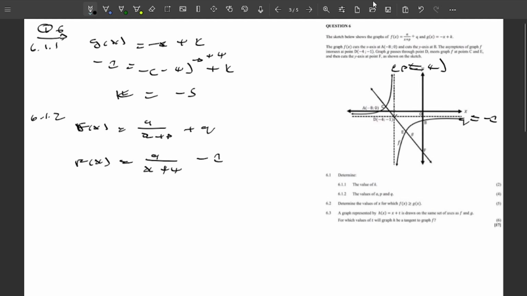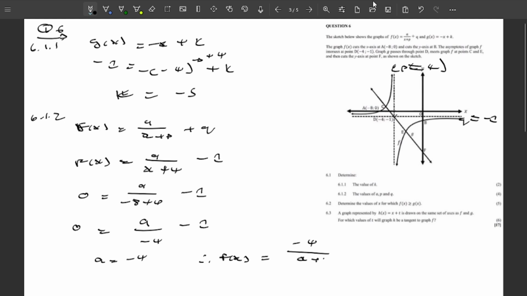Now for this one, how can we do it? How can I find the value of a? Now we have to find a point which this graph has. Now the graph has a point which they said is a. It cuts the x-axis at a. So we're going to use the value of a, of which we're going to say 0 equals a over minus 8 plus 4 minus 1, of which it's going to be a over minus 4 minus 1. Then my a is going to be minus 4. Therefore f of x equals minus 4 over x plus 4 minus 1.